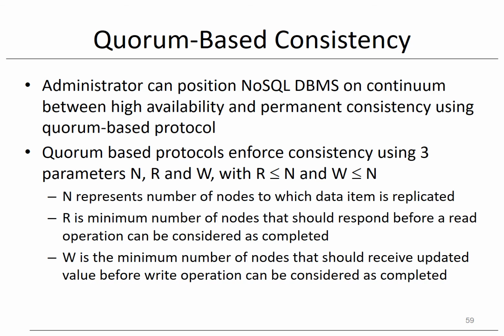W refers to the minimum number of nodes that should receive the update value before a write operation for a data item can be considered as completed. The higher W is, the slower the write performance, since the response time is determined by the slowest of these W nodes. A higher W increases the number of nodes that contain an up-to-date version of the data item and therefore increases consistency of the database.